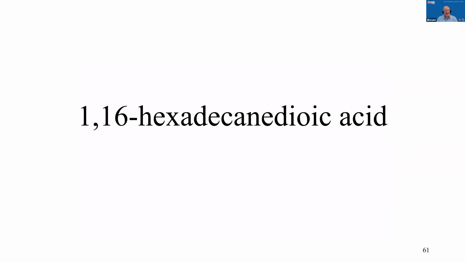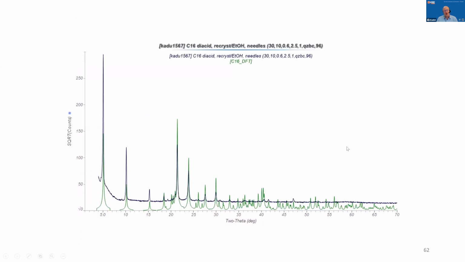1,16-hexadecanedioic acid. This is an example of a set of long chain dicarboxylic acids that I worked on a few years ago. The structures were known until C10, but the longer ones were not. So here's an example. The black curve is experimental data on a square root scale to emphasize the weak peaks and to emphasize there really isn't very much data here.